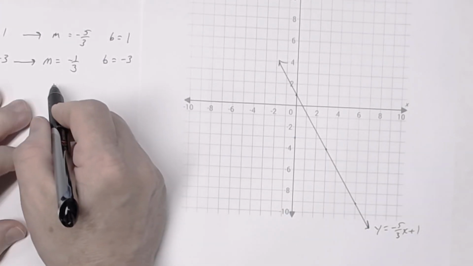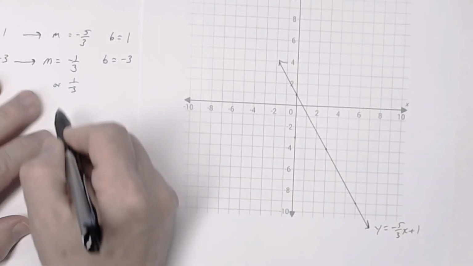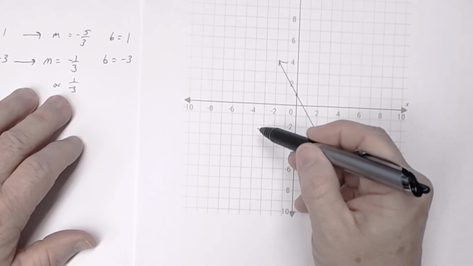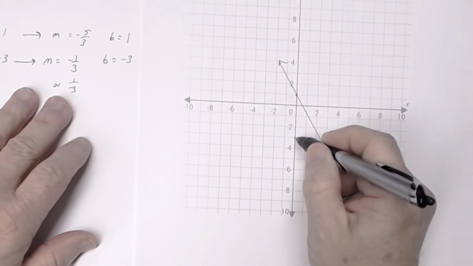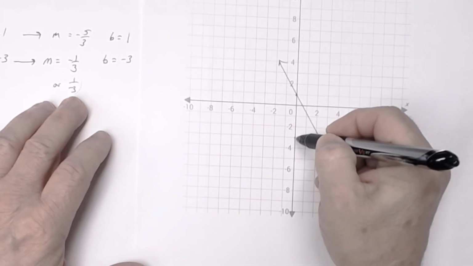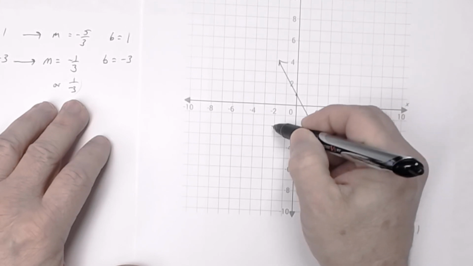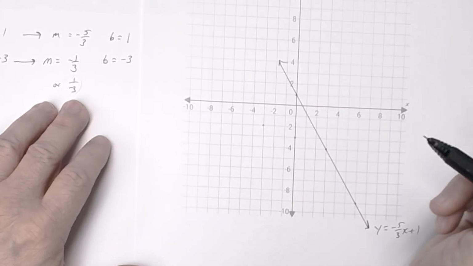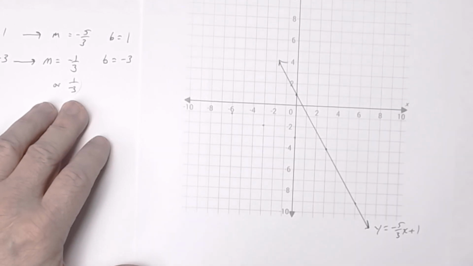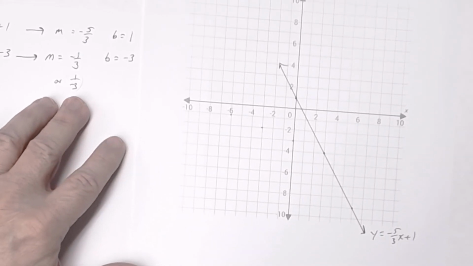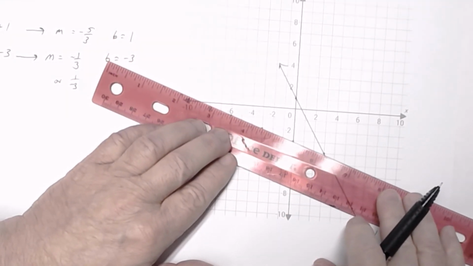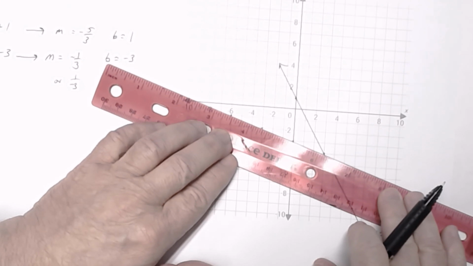Now, just to let you know, you could have said 1 divided by negative 3, right? In that case, you would have gone up 1 to the left 3. Does not matter. All right, so let's do this one this time. So we're going to go up 1 to the left 3. 1, 2, 3. Like this. Let's do it again. Up 1 to the left 3. So here's my other point. Okay, and so I connect those 3 points and draw my line. And it looks something like this. So just do the best you can.